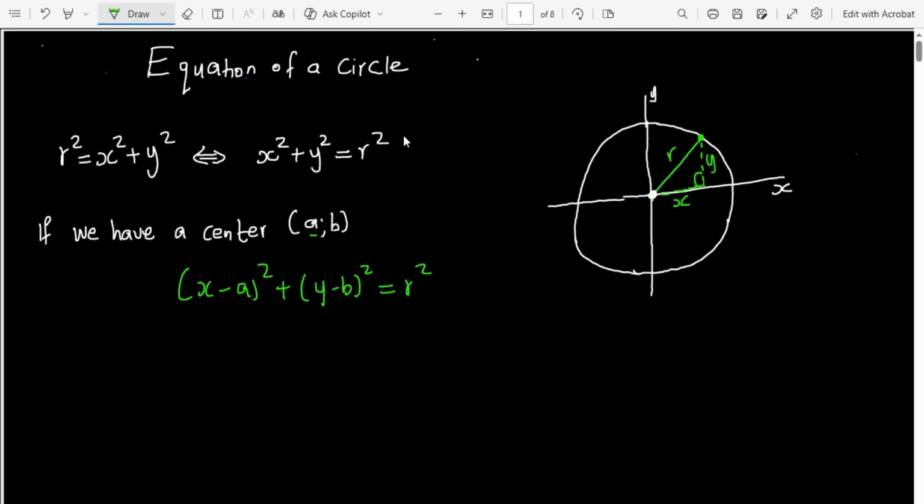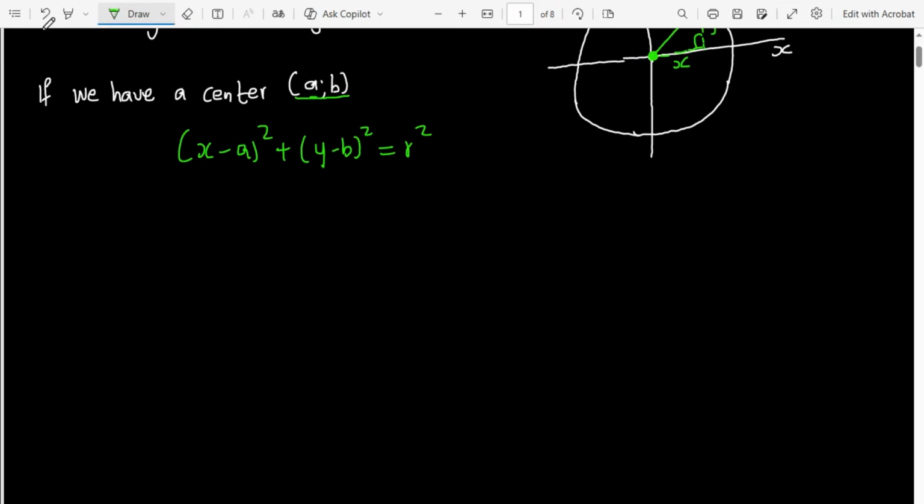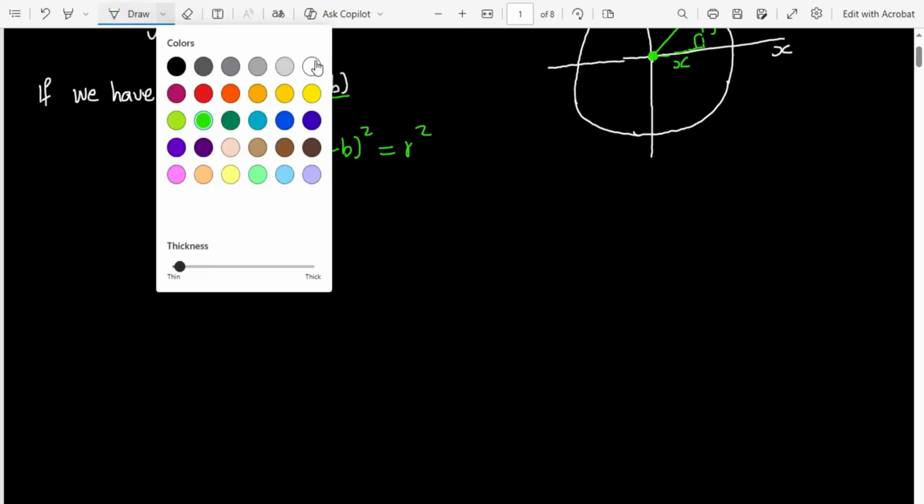So you need to understand how to find the equation of the circle with center O, and you need to understand how to find the equation of a circle if we have the center with A and B. We'll definitely work on an example. So let's do one example and see what we can learn from it.